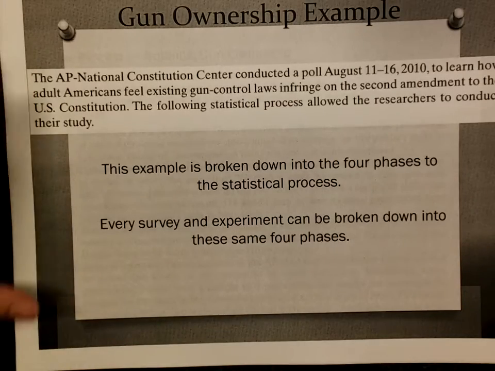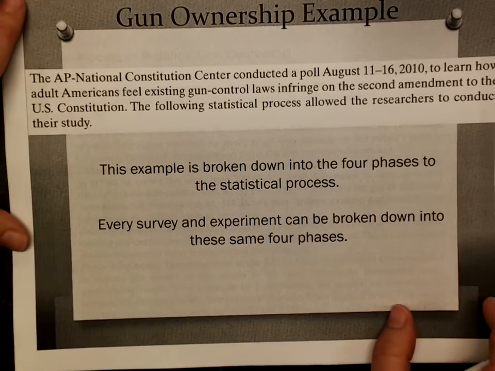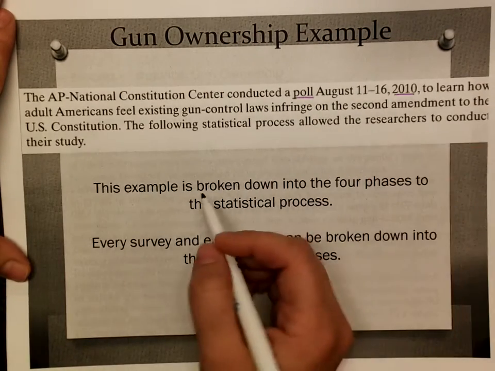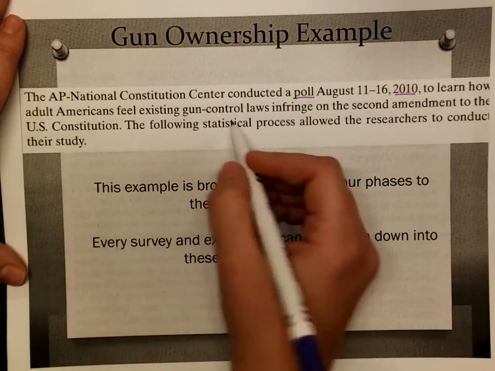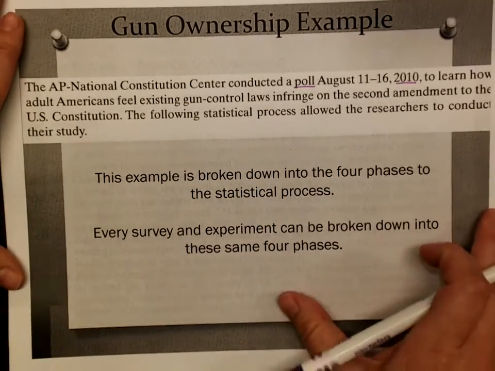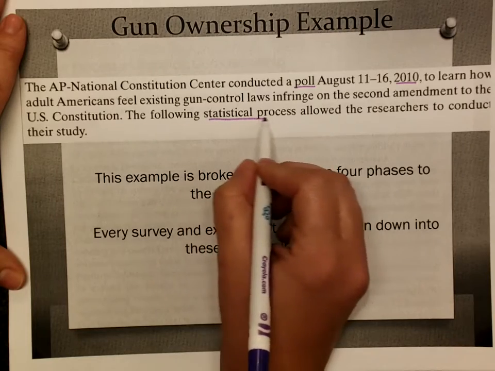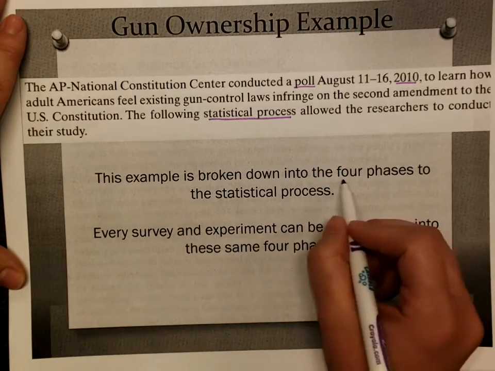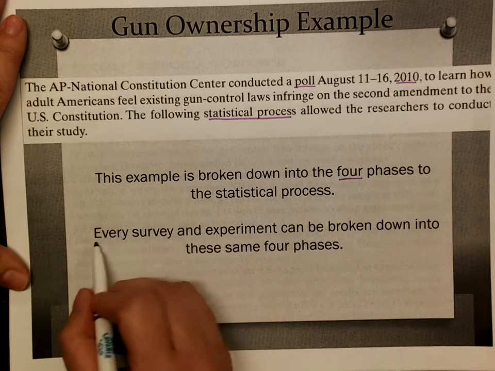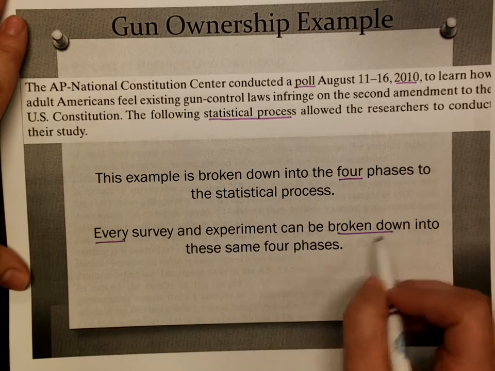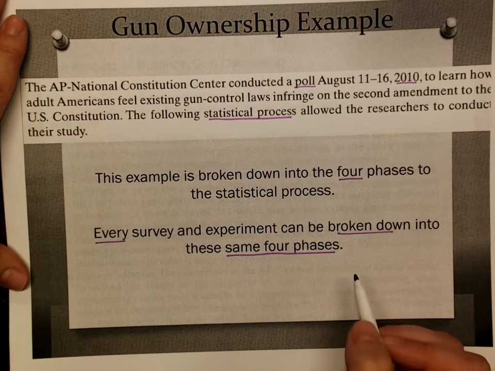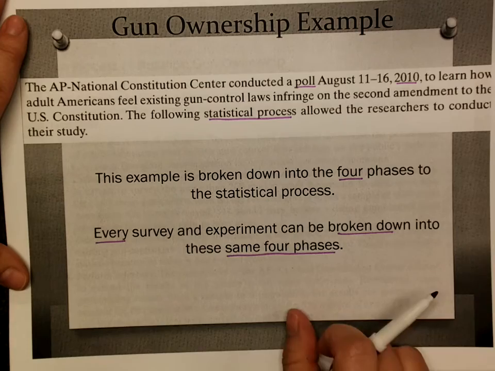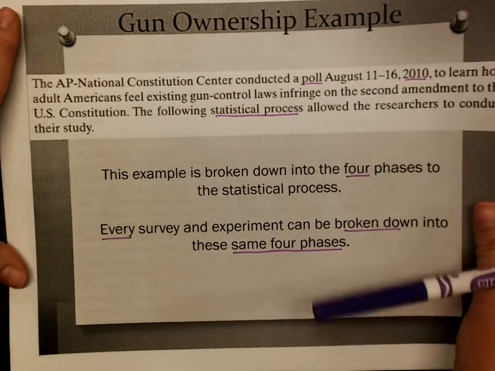There's an example in your textbook. It's about gun ownership. And so this is a poll from 2010 about how Americans feel about the existing gun control laws. And it just describes the statistical process to help us work through the situation. So it's broken down into 4 phases, and every survey and experiment can be broken down into these same 4 phases. So there's some homework problems that will help you break down the different phases of the statistical process.